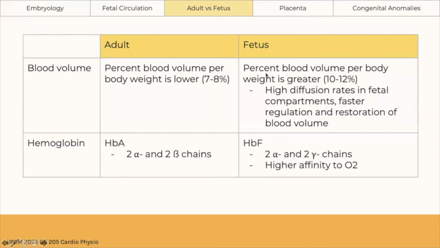So blood volume, your fetus has a higher percent blood volume, 10 to 12%, as opposed to your adult, which has 7 to 8%. And this affords the fetus high diffusion rates in fetal compartments, faster regulation, and restoration of blood volume. Again, for hemoglobin, they differ in that adult hemoglobin has 2 alpha and 2 beta chains, and fetal hemoglobin has 2 alpha and 2 gamma chains with a higher affinity to oxygen.